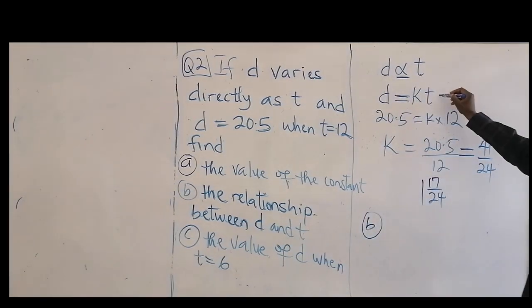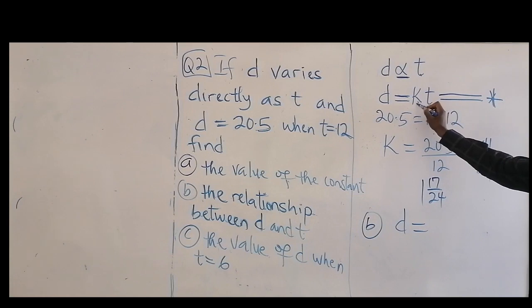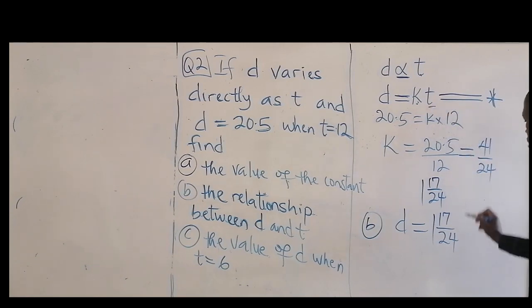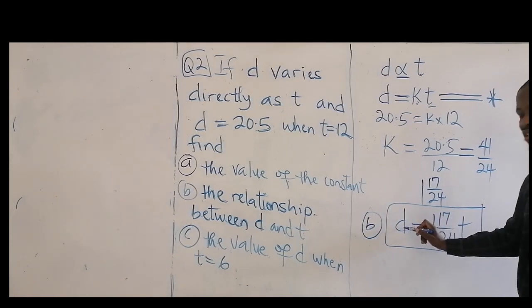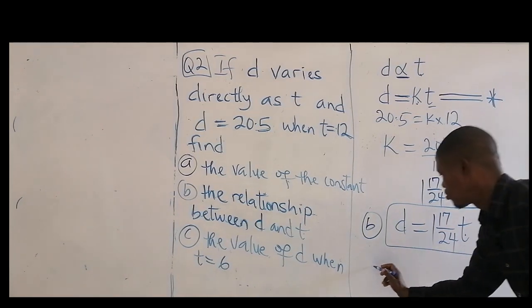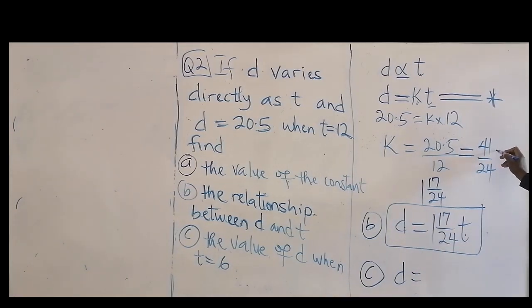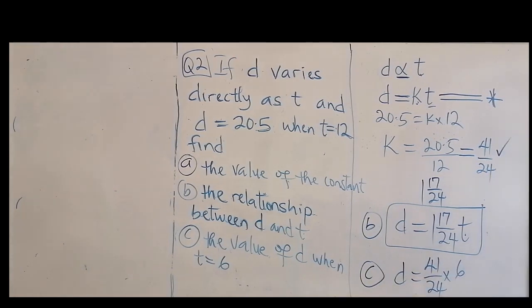Then the b part, the relationship between d and t. What you do is come back to your formula and substitute the value of your k. Your k is 17 over 24, times t. And that is the formula that connects your d and your t. So that's what we call the relationship. On the last note, find the value of d when t is 6. So this is 41 over 24 times 6. 6 here becomes 1, 6 here becomes 4. So that's 41 over 4. And that finishes that question.